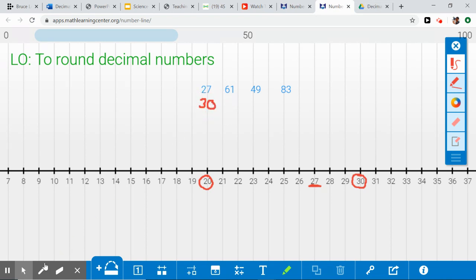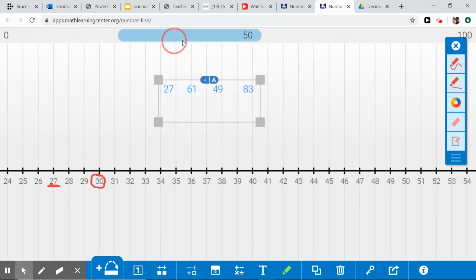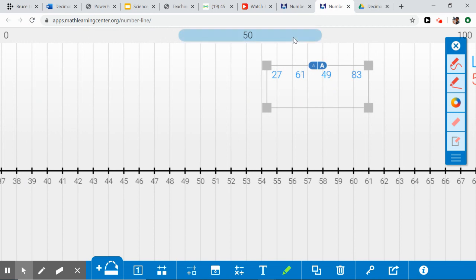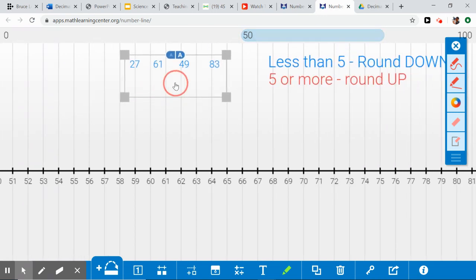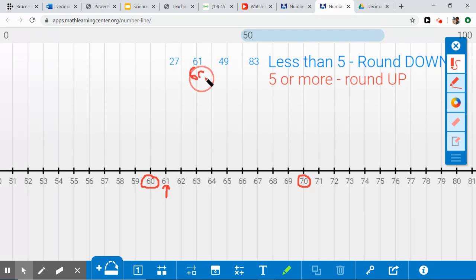Let's now look at 61. So we need to go all the way across. Take my numbers with me. So we're looking at 61. So if we round 61 to the nearest 10, there's two possible answers. There's 60 and there's 70. Two multiples of 10 that it lies between. And 61 is just one after 60. So 61 rounded to the nearest 10 would be 60.